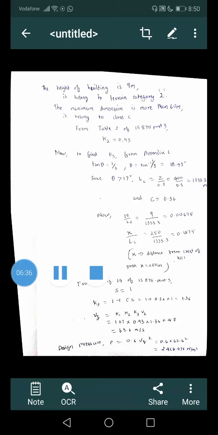Okay, so the eave board is at a height of 9 meters. So that is the height of the building. The height of the building is 9 meters. Depending on the height of the building, its terrain category can be decided.